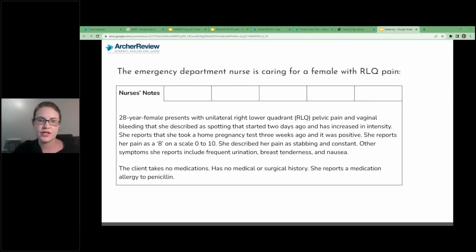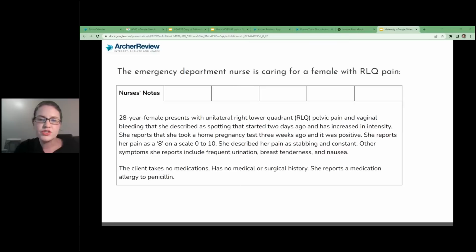Let's try a slightly different question next. This question says, the emergency department nurse is caring for a female with right lower quadrant pain. Nurse's note: 28-year-old female presents with unilateral right lower quadrant pain, pelvic pain, and vaginal bleeding that she describes as spotting that started 2 days ago and has increased intensity. She reports that she took a home pregnancy test 3 weeks ago and it was positive. She reports her pain is an 8 out of 10. She describes her pain as stabbing and constant. Other symptoms she reports include frequent urination, breast tenderness, and nausea. The client takes no medications, has no medical or surgical history, and she reports a medication allergy to penicillin.